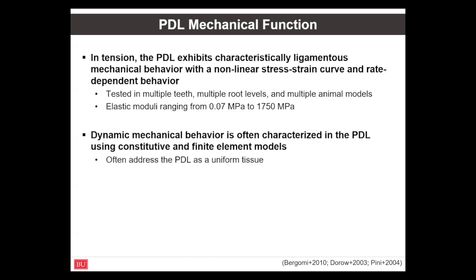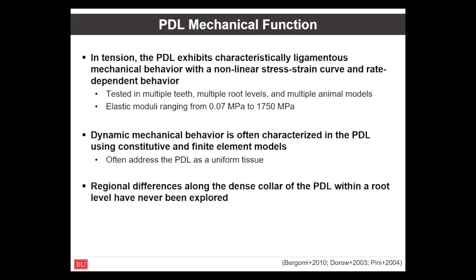However, they often address the PDL as a uniform tissue, which computationally obviously makes things a lot easier. But from our studies with structural analysis and compositional analysis, we know that the PDL really isn't a uniform tissue. Regional differences along the collar. So even if you're looking at just the figure 8 structure of that collar within a root level, really those regional differences had never been explored before. And the mechanical function of the furcation was also not really well understood.